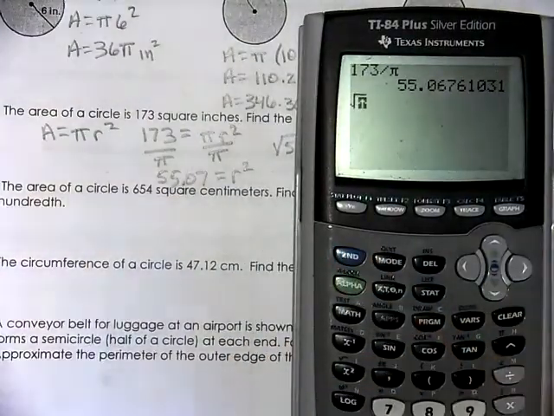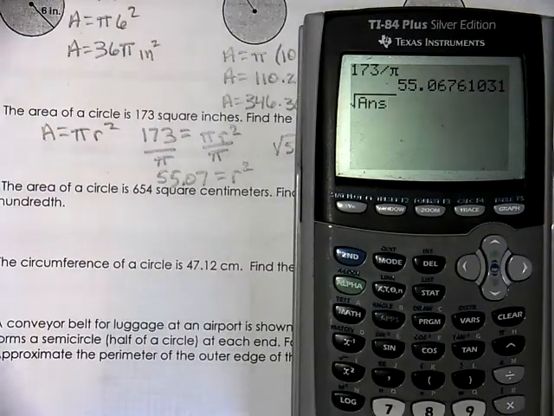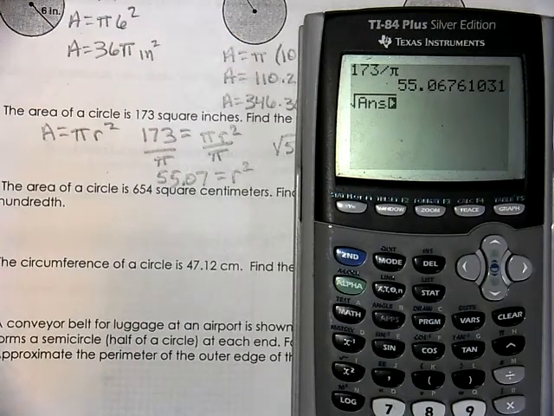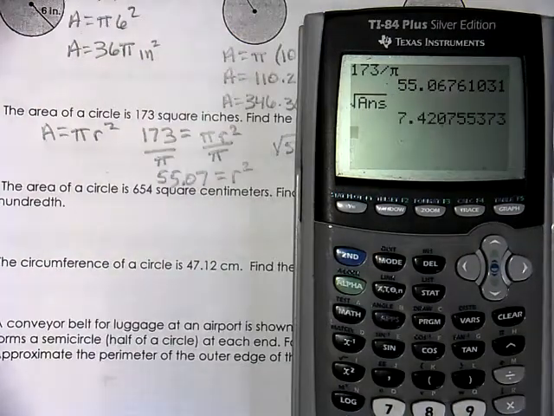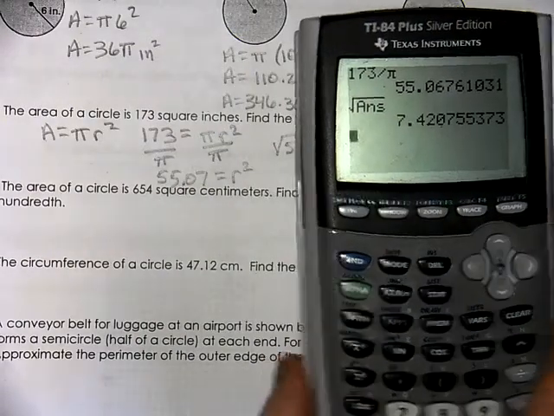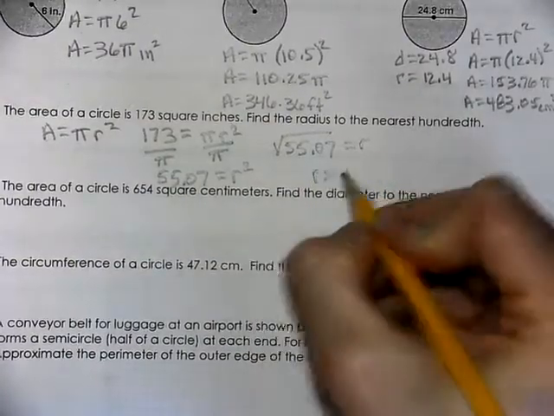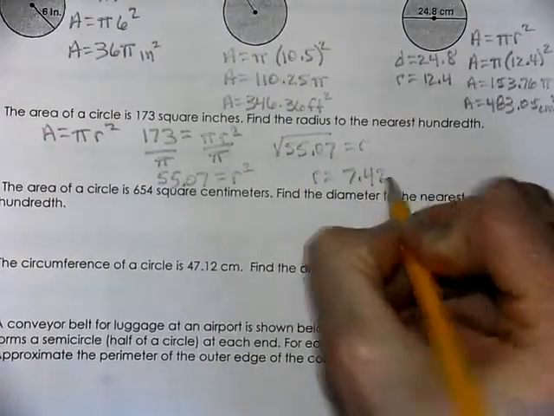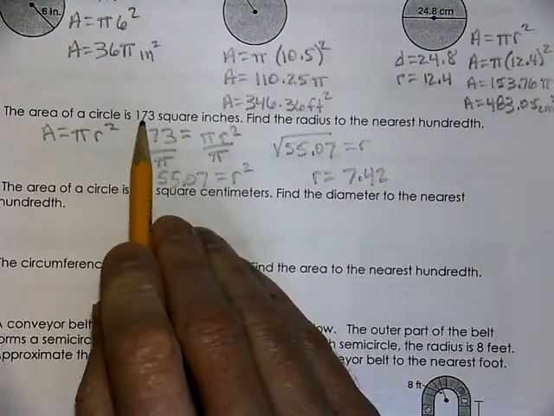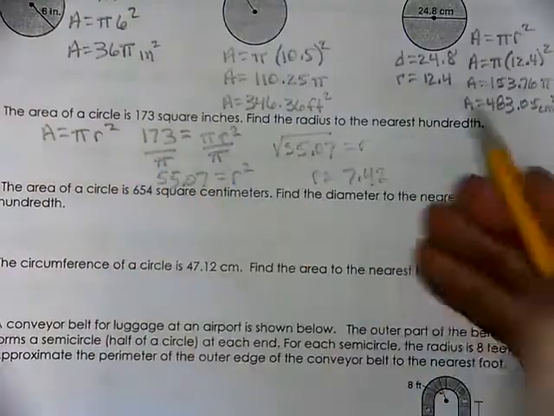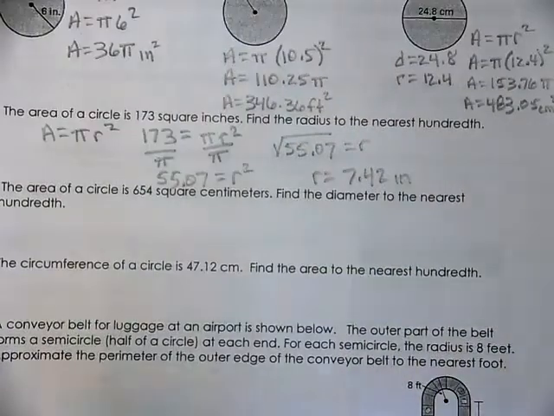So the square root of our answer, remember, we don't type in 55.07. We type in the ANS button so that we're taking the square root of the real value. So here we're going to get 7.42. And here it was inches squared, so these are inches.